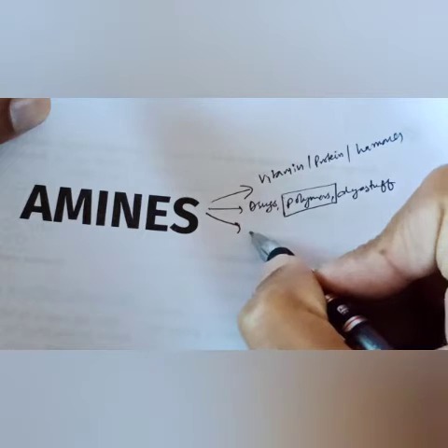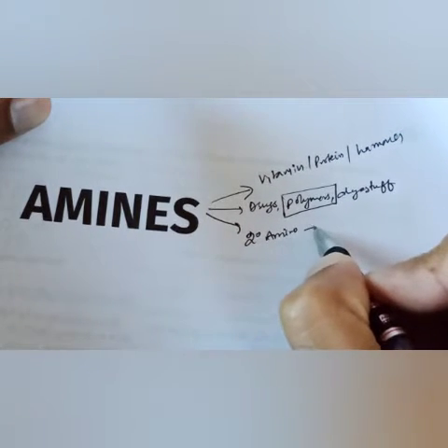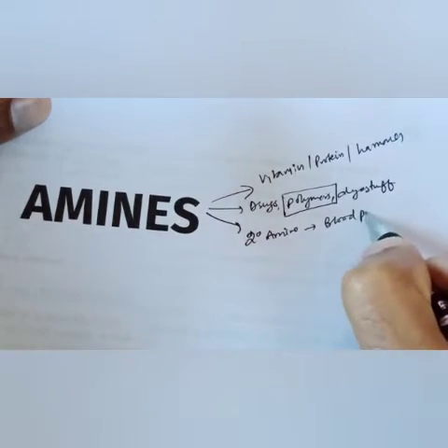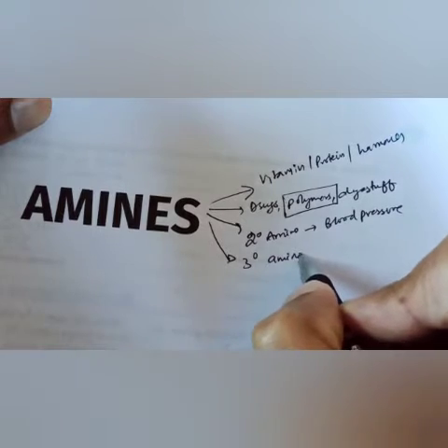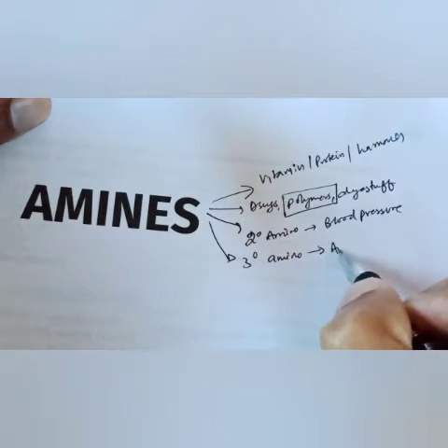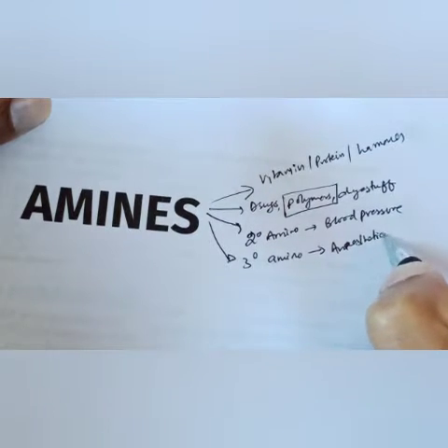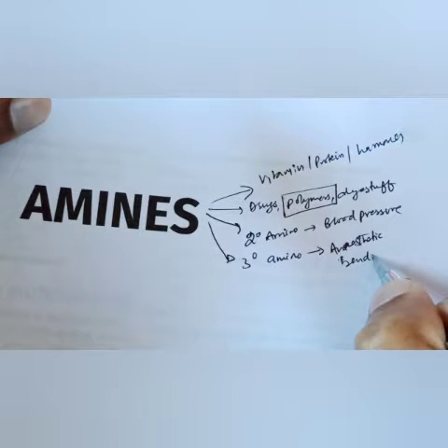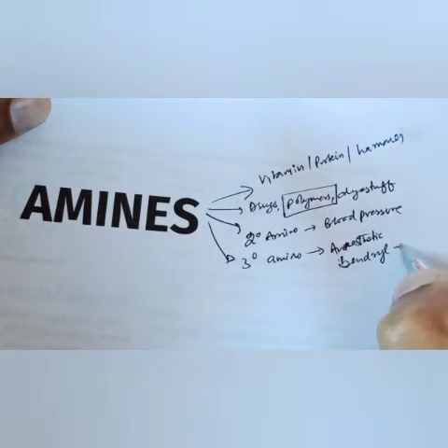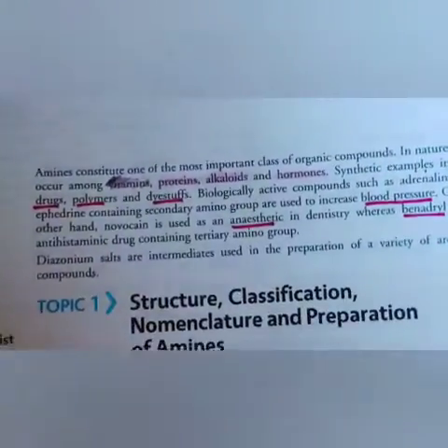Biologically, the secondary amino group is used to control the blood pressure of the body. Similarly, the tertiary amino group is used in some anesthetic purposes in dentistry. And Benadryl cough syrup is an antihistamine. So there are vast uses of amines in our daily life.